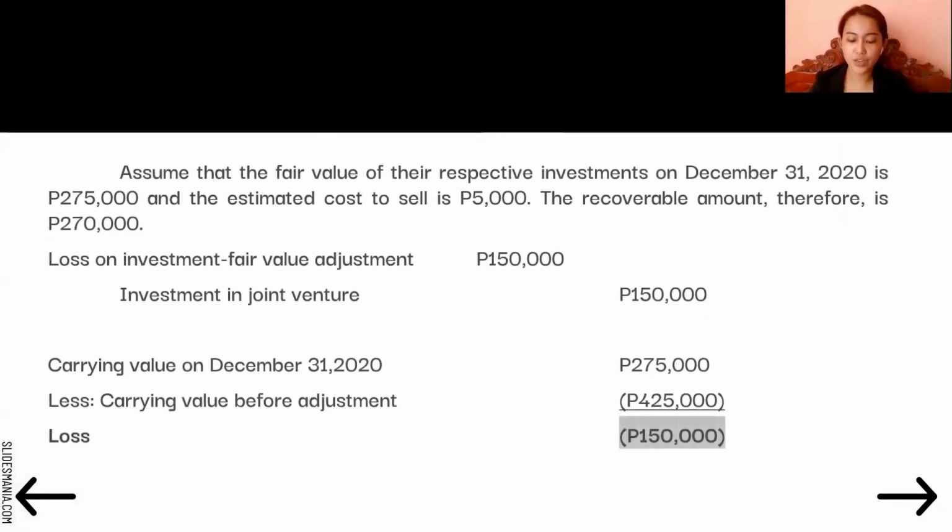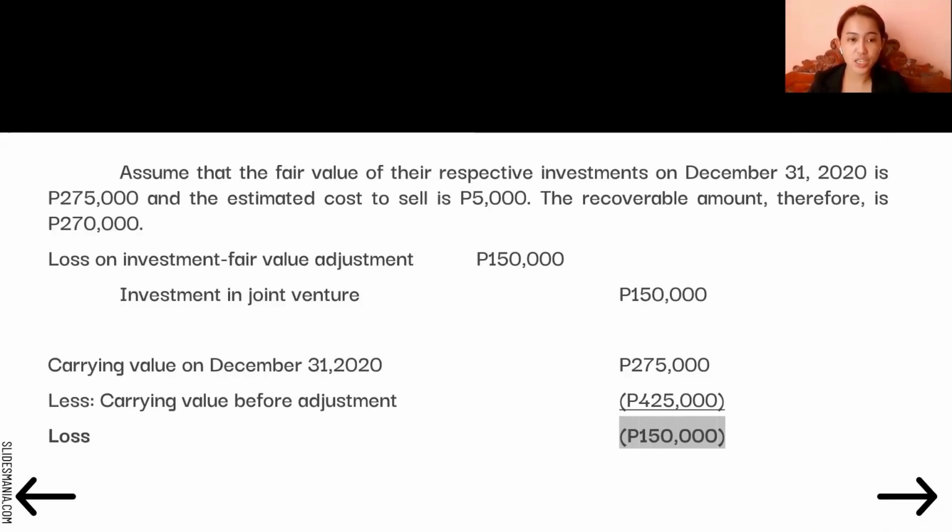Assume that the fair value of the respective investments on December 31, 2020 is 275,000 and the estimated cost to sell is 5,000. The recoverable amount, therefore, is 270,000. In this case, it is not necessary to recognize the impairment loss because the investment is to be adjusted at fair value. The entry to record the loss on fair value adjustment is debit loss on investment fair value adjustment amounted to 150,000. Credit investment in joint venture amounted to 150,000.